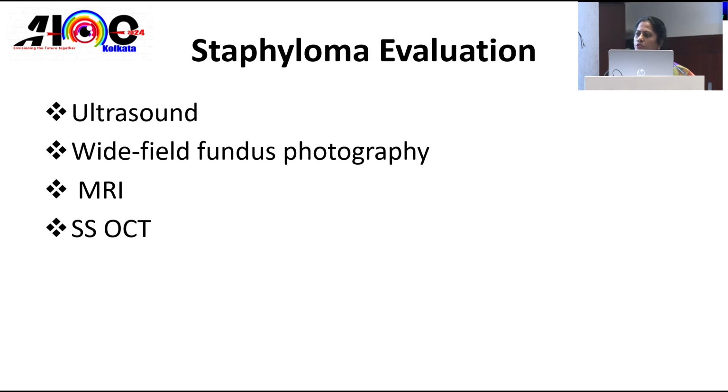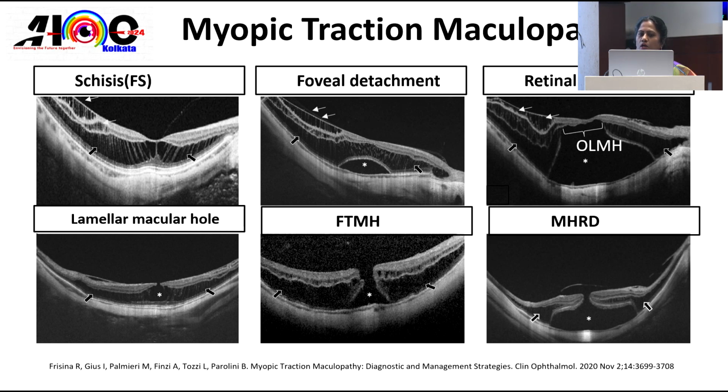So what are the ways in which you evaluate a staphyloma? By ultrasound, wide field fundus photography, the MRI is also being used, and the SS-OCT as well. So now, this in short is the myopic traction maculopathy, the MTM. The first one is the schisis, the second one is the foveal detachment, the third one is the retinal detachment. And also now the last panel, you must see the defect is all now in the inner surface. So if you have a lamellar macular hole, the full thickness macular hole, or the macular hole with retinal detachment, these are the ones in which we should do the macular buckles.